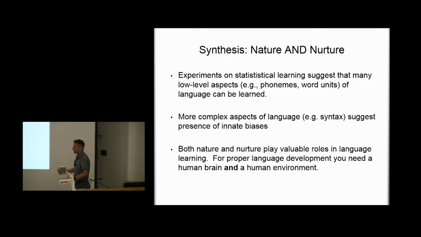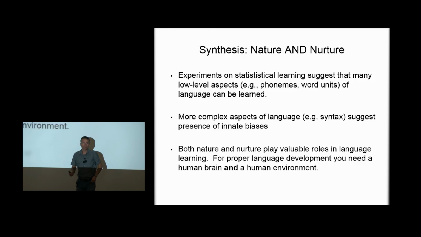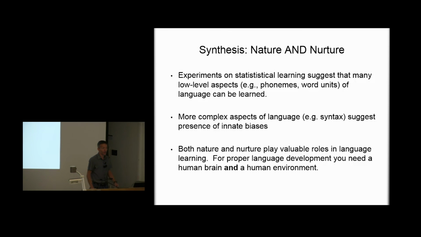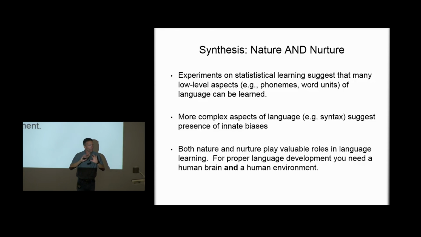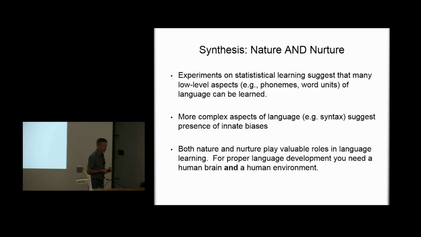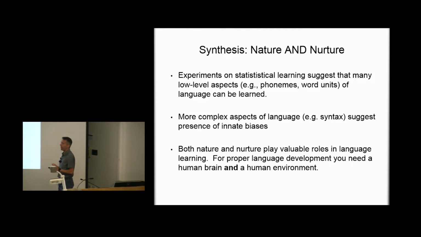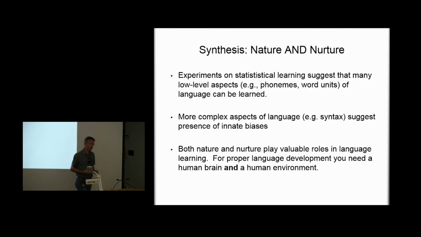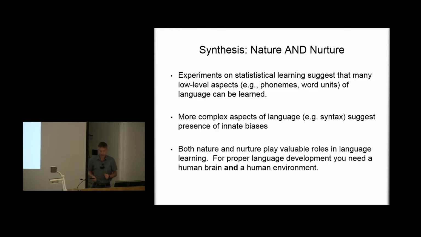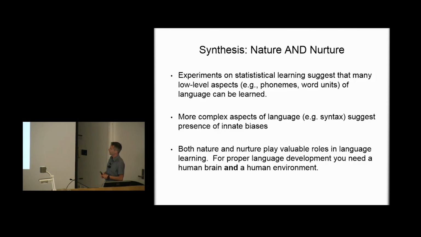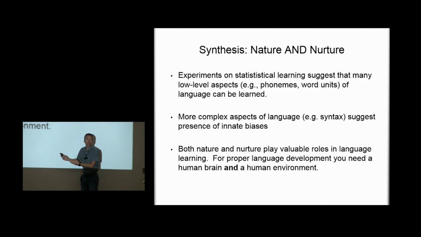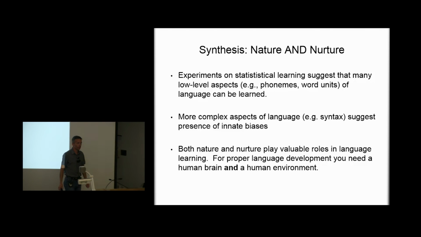Now, to put all this together, there are some aspects of language which can be learned from very simple rules and just by exposure to statistics. We can learn the sounds of a language. We can learn the words of a language from very simple statistical learning rules. And there's considerable debate about what is required to learn the syntax of a language. Some researchers that are nativists would claim there has to be some biology involved, and other people would say, no, even syntax can be explained through statistical learning mechanisms. But in the end, for proper language development, you clearly need a brain and you need a human environment, and those will have to come together to acquire a language.